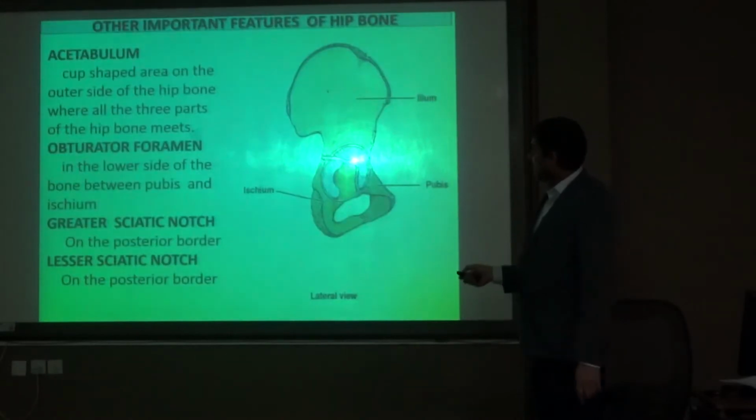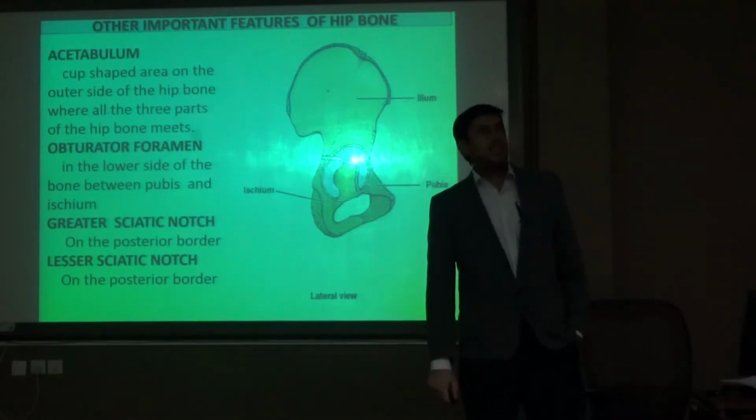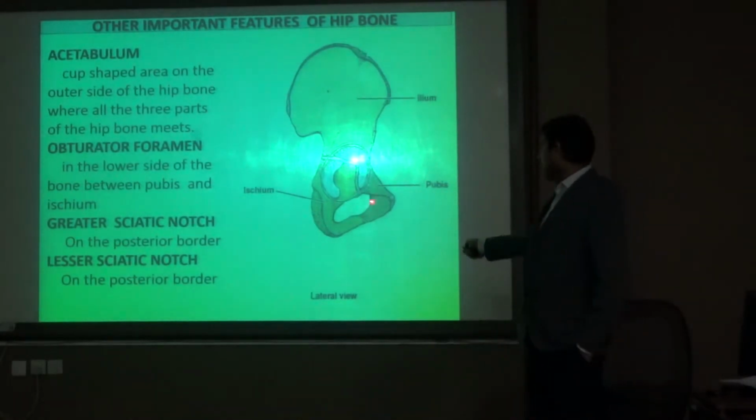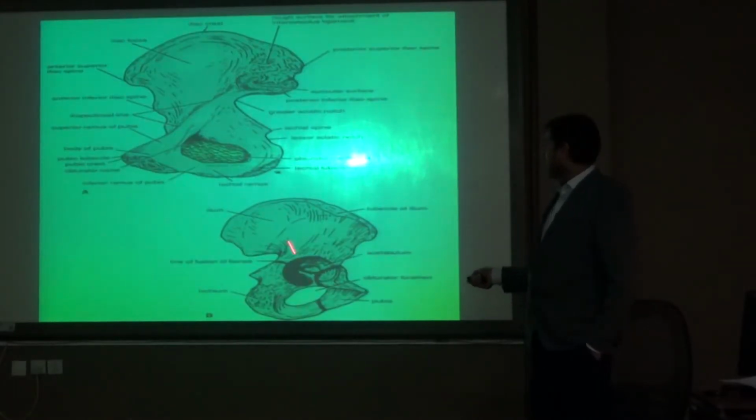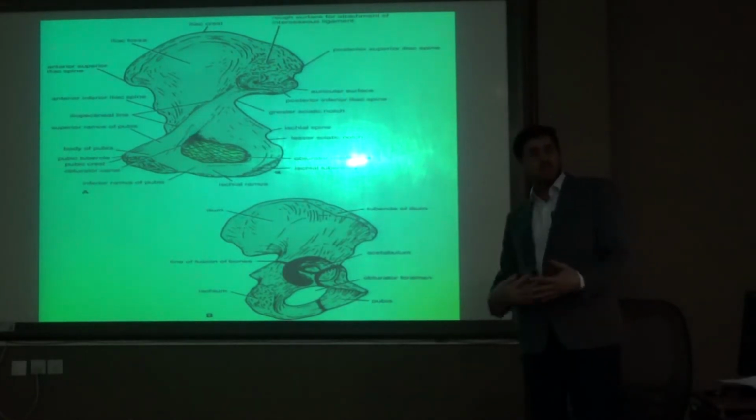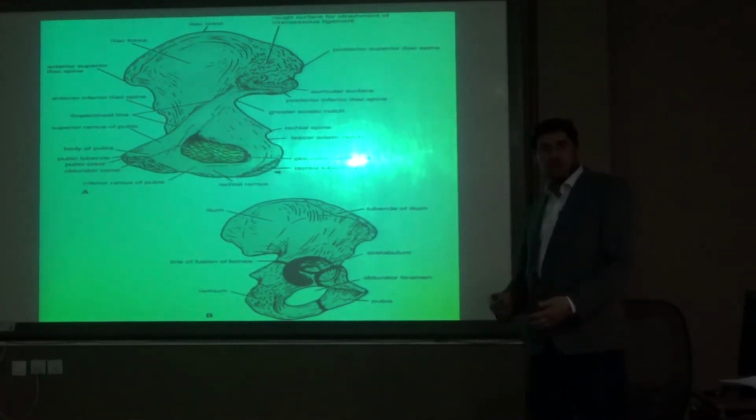So how many things have we done? Greater sciatic notch, lesser sciatic notch. They are on the borders. And what is this one? Acetabulum. And below the acetabulum you will see the foramen. And the foramen you can see from the medial and lateral side because it's a foramen, it's an opening.